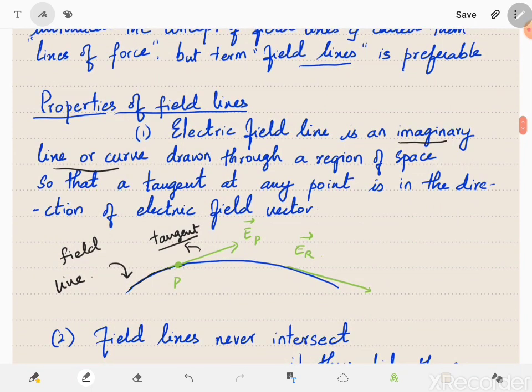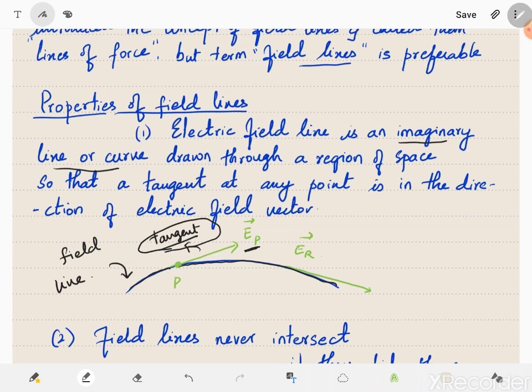What does this mean? We have a field line here, right? This is a field line. It's an imaginary line, of course, and it is drawn through a space. So whenever you draw a tangent at every point of this curve, the tangent is supposed to indicate the electric field vector, meaning it is supposed to give the direction as well as the magnitude of electric field at that particular point. So, in a way, the concept of electric field lines helps us to visualize electric field, which is an abstract quantity. We will try to visualize it through electric field lines.